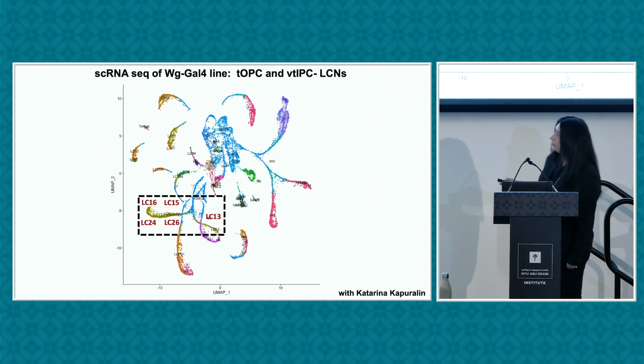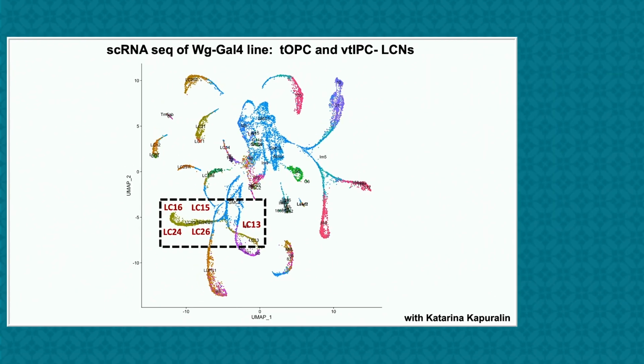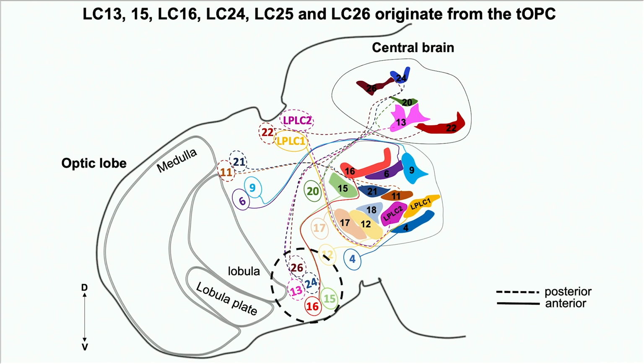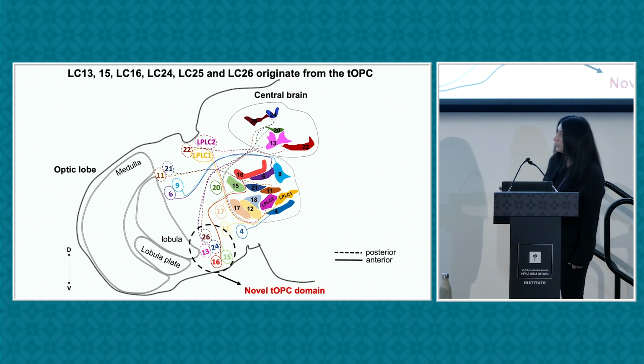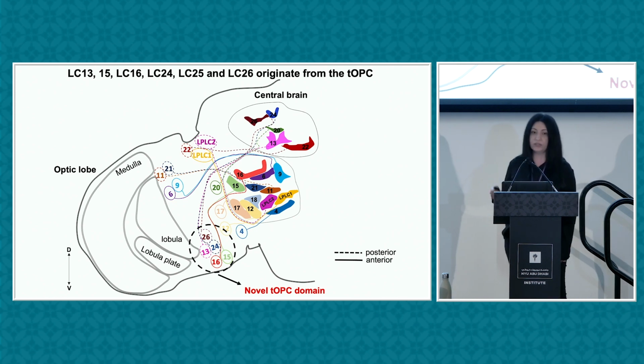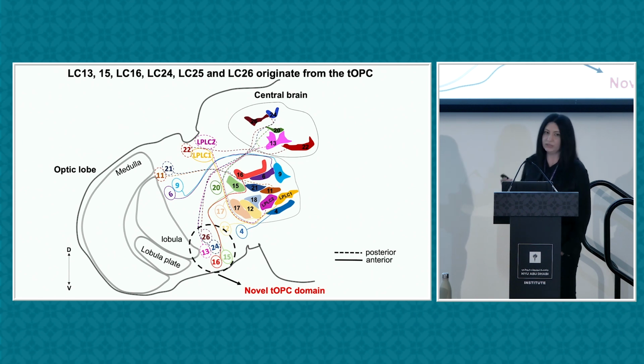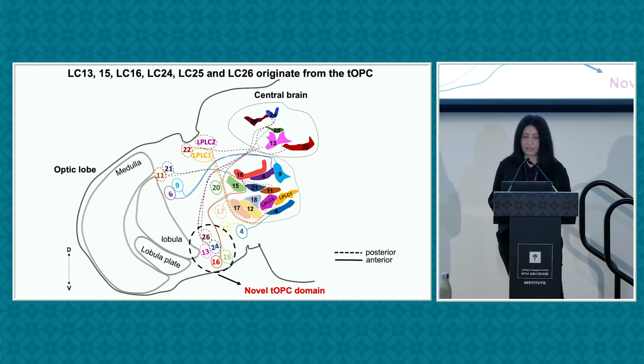And also, we are able to find the clusters for LC16, 15, 24, 26, and 13. And again, these neurons also cluster together. And again, when we look at the schematic, these neurons are situated close together. We performed several experiments, and we found that these neurons also come from the TOPC. However, they come from a novel temporal domain, and we are currently analyzing those data to really pinpoint where they come from exactly.